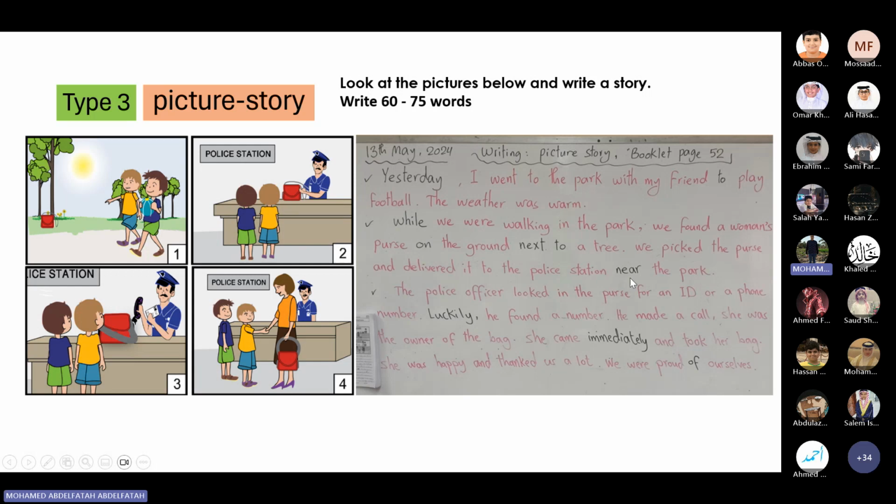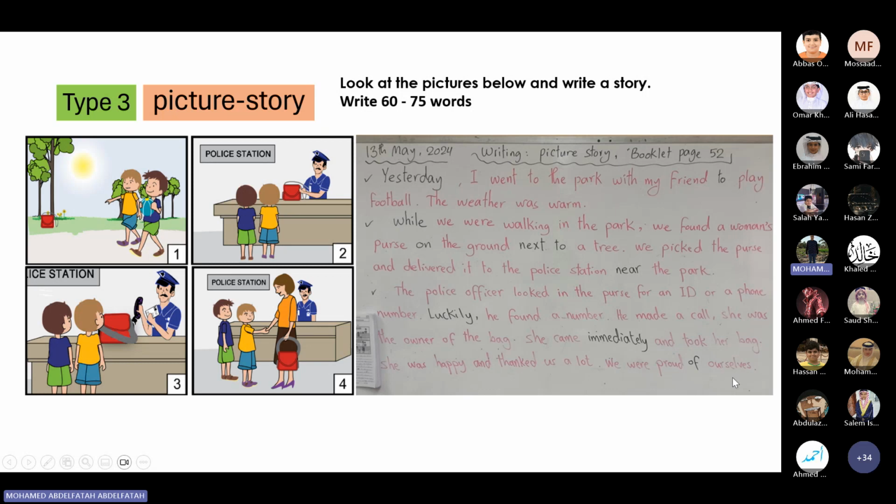Look here. Look for details: next to a tree. I am talking about the purse. Near the park, details about the place or the location of the police station near the park. The police officer looked in the purse for an ID or a phone number. Luckily, he found a number. He made a call. She was the owner of the bag. She came immediately. Immediately means at once. And they took her bag. She was happy and thanked us a lot.